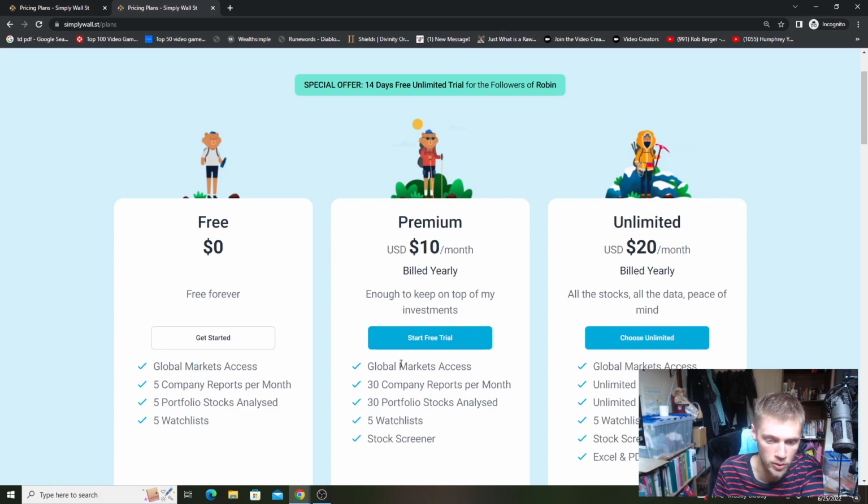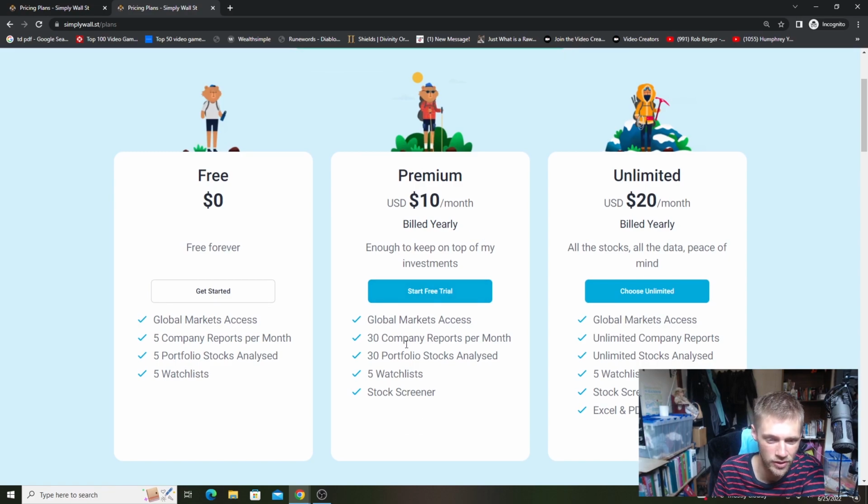Which will give you global market access, 30 company reports per month, 30 portfolio stocks analyzed, 5 watch lists, and so on. So the premium plan, I think for most people, if you're going to upgrade, will probably be more than enough. You get 30 companies you can look at per month. That's quite a bit, honestly, unless you're really checking things out or you really like to be up to date with things. That's probably going to be enough for most people.